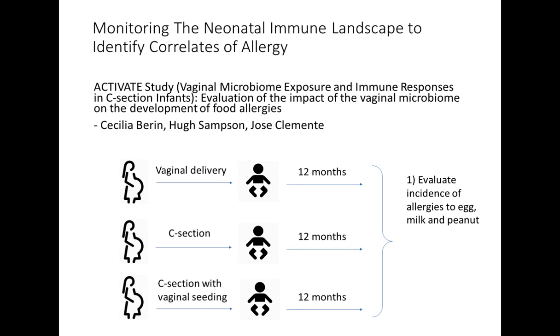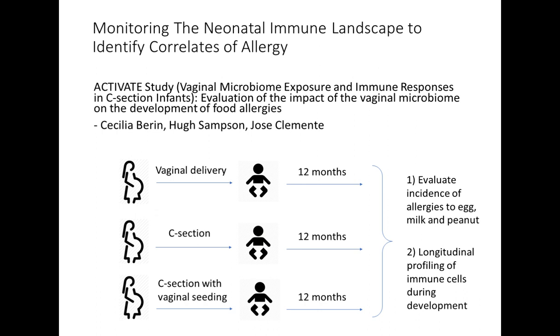There are 3 arms of the trial. There is one cohort of conventional vaginal delivery, a second cohort of C-section deliveries, and a third cohort of C-section deliveries who are seeded with vaginal microbiota. The infants in each of these 3 arms are being followed for 12 months. The primary goal of the study is to evaluate the impact of this on the incidence of food allergies.